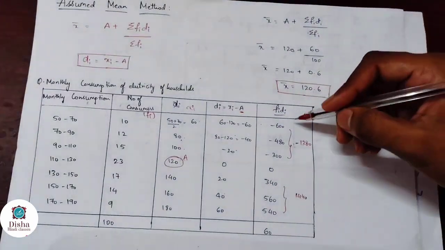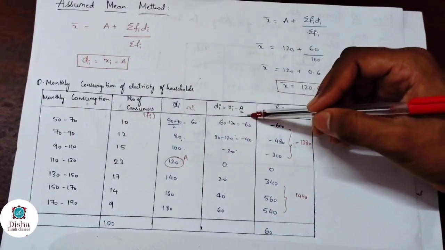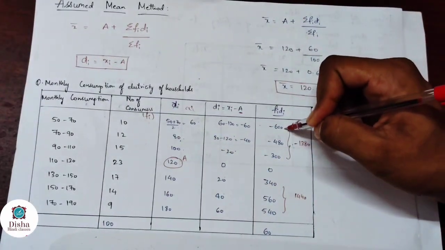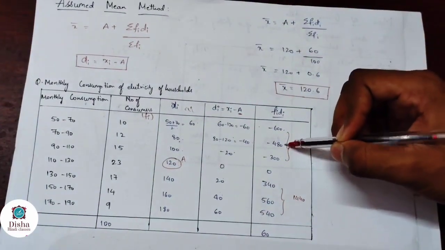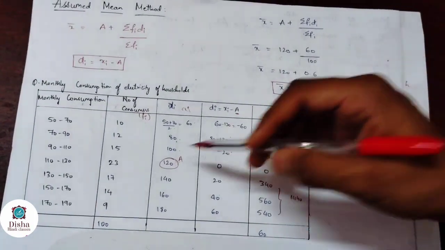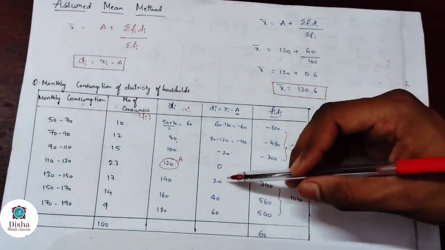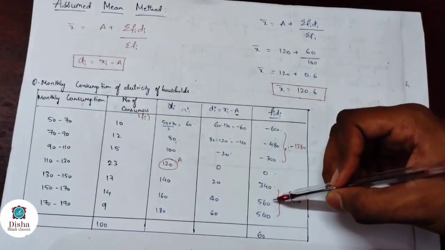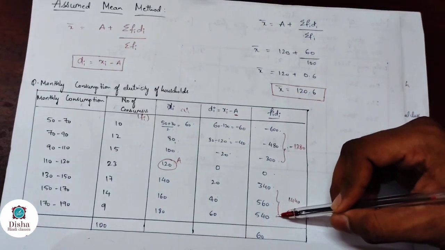So next we have Fi Di. We'll be multiplying the frequencies with the Di. So 10 into minus 60 will give us minus 600. 12 into minus 40 will give us minus 480. 15 into minus 20 will give us minus 300. 23 into 0 will give us 0. 17 into 20 will give us 340, positive 340. 14 into 40 will give us 560. 9 into 60 will give us 540.